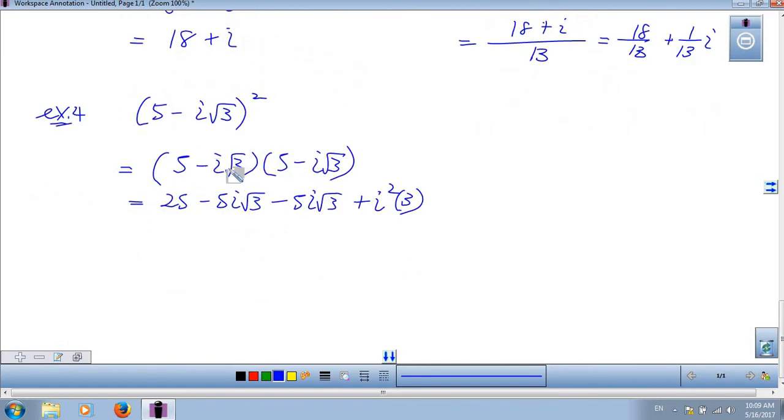Negative times negative is positive. i times i is i squared. Square root 3 times square root 3 is 3. But i squared happens to be negative 1, right? So this becomes 25 minus 3, minus 10i square root 3. So altogether, 25 minus 3 is 22, minus 10i square root 3. That's what you get after you simplify.